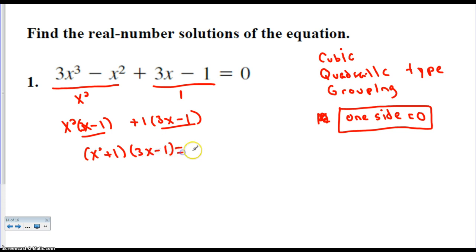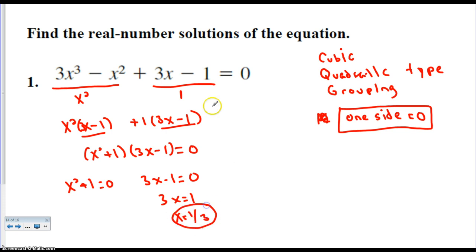So I'm going to set this equal to 0. And what I do is set each of these quantities equal to 0. x squared plus 1 equals 0. 3x minus 1 equals 0. So I have 3x equals 1, so x is 1/3. I know this is a real value, so I know this is a solution, because we're looking for real number solutions.